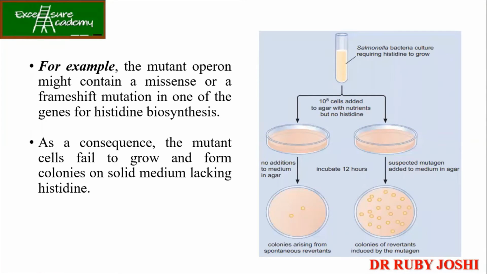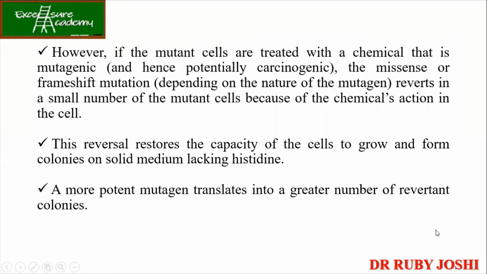Now, the mutant cells will fail to grow and form colonies on solid medium lacking histidine. So you know what will happen? If there are cells and in that medium there is no histidine, what will happen? They cannot grow. Correct? But if you add the suspected mutagen and you see that there are so many colonies, it means what? It has been induced by the mutagen. Okay? So it means it has that potential carcinogenic activity.